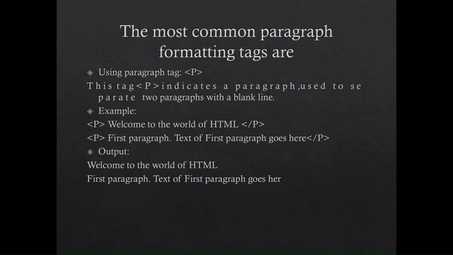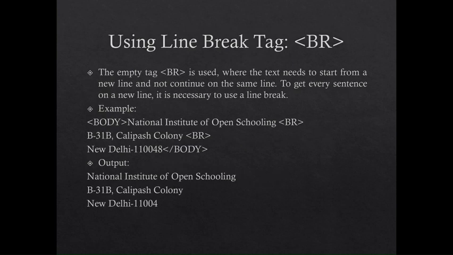This tag indicates a paragraph and is used to separate two paragraphs with a blank line. Line break tag: an empty tag used where the text needs to start from a new line and not continue on the same line. To get every sentence on a new line, it is necessary to use the line break.